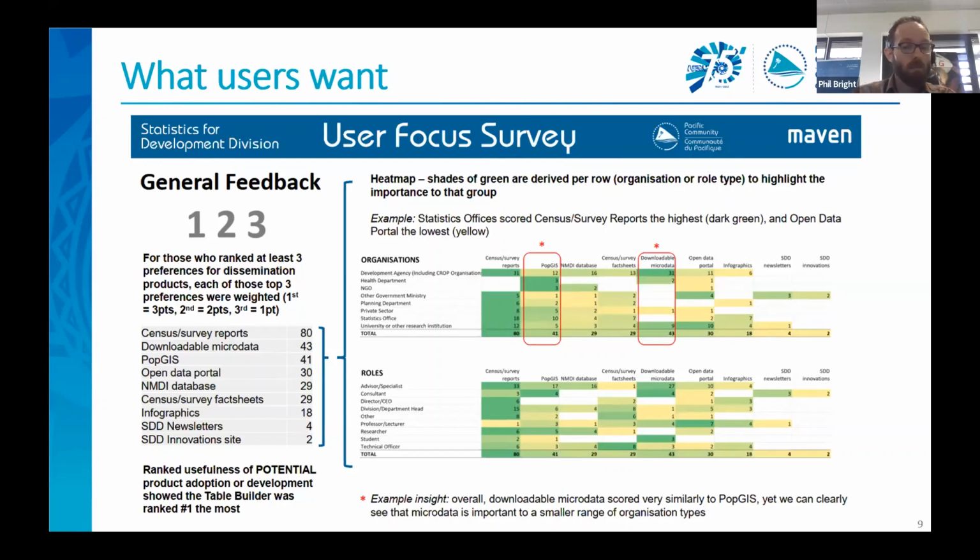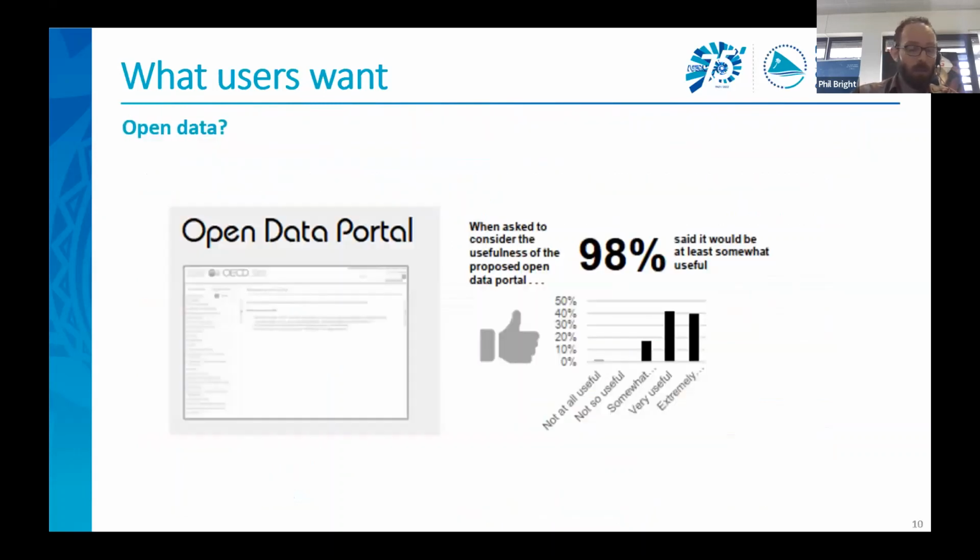It allowed us to see things like the PopGIS mapping application was very popular. Downloading microdata was very popular. An open data portal, which is actually on the next slide, is something that didn't exist, but we asked how valuable users thought that something like this would be. And 98% said it would be at least somewhat useful, but then a large majority, about close to 80%, said that it would be very or extremely useful. This was before the Pacific Data Hub even got set up, and before the .stat indicator database was ever launched either.